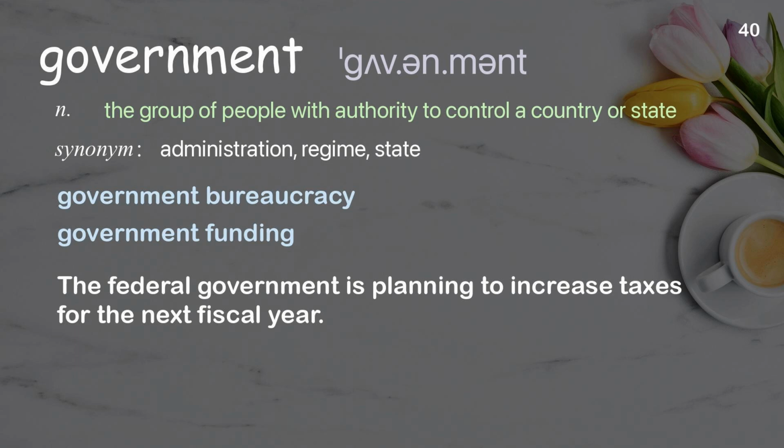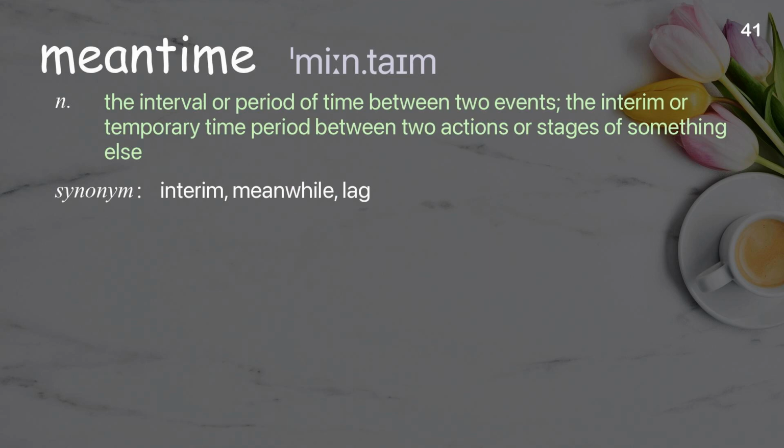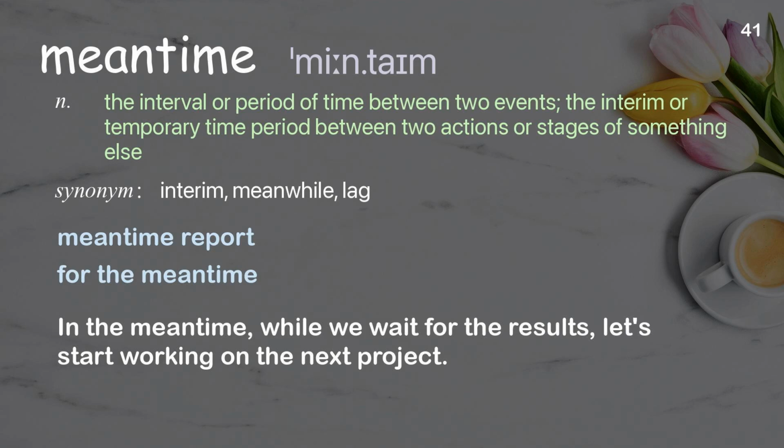Meantime. The interval or period of time between two events, the interim or temporary time period between two actions or stages of something else. Examples. Meantime report. For the meantime. In the meantime, while we wait for the results, let's start working on the next project.